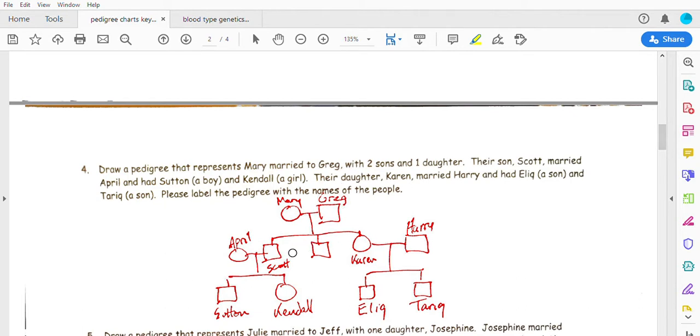Their son, Scott, married April and had a boy, Sutton, so we have the square for Sutton, and a girl, Kendall, a circle. Their daughter, Karen, married Harry, so here's Harry, and they're married. And they have a son, Elik, and another son, Tariq, and this is how this would look.